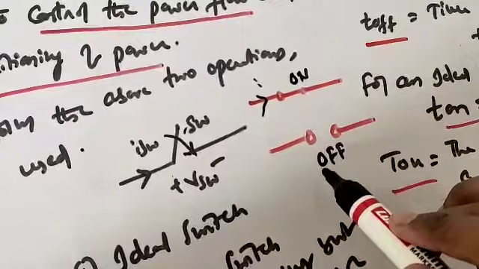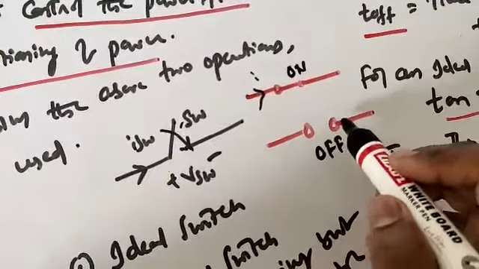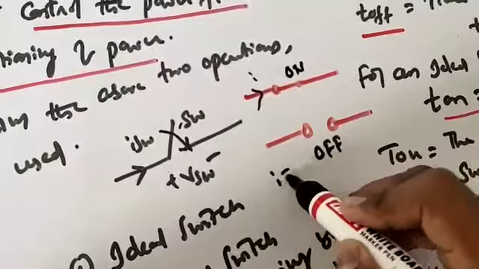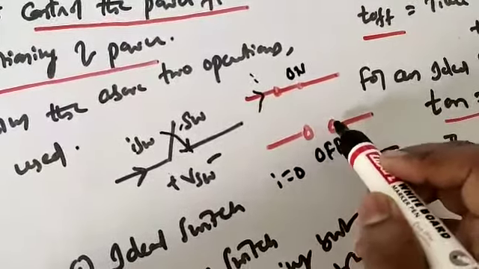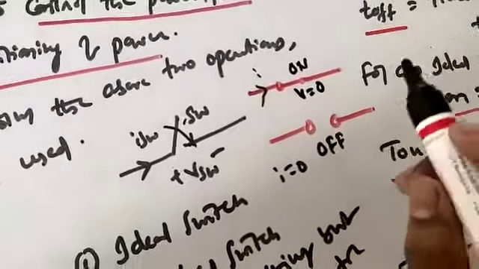Whereas in the case of off position, there will be no current. The reason is it is an open circuit, so current will be equal to zero, and there is some voltage present. But in the on position, the voltage will be equal to zero. So now what is going to happen?